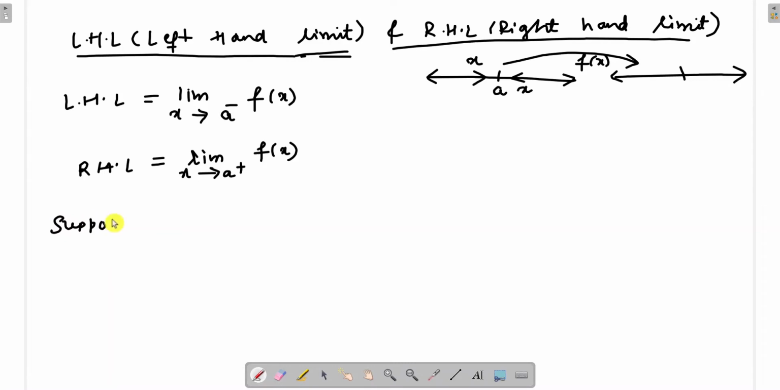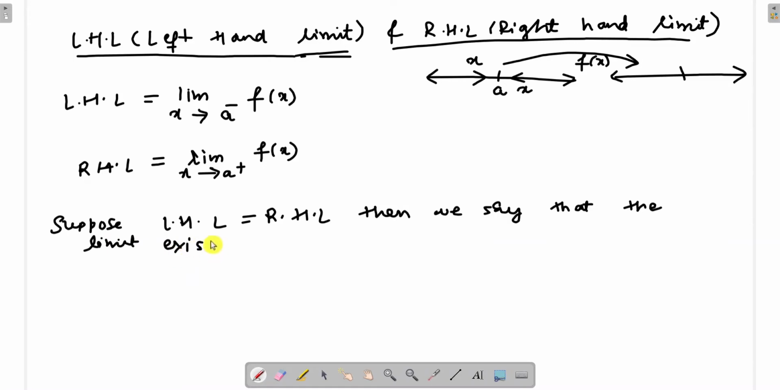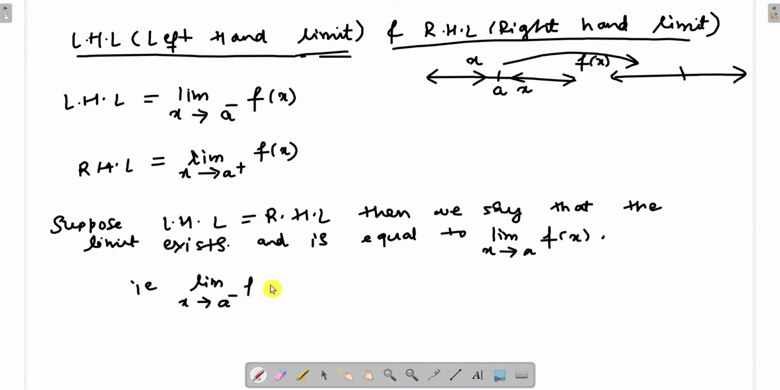Now suppose the left hand limit is equal to the right hand limit, then we say that the limit exists and is equal to the original limit that we have defined, that is limit x tends to a of f(x). So we can say that limit x tends to a minus of f(x) is equal to limit x tends to a plus of f(x), and that is equal to limit x tends to a of f(x).